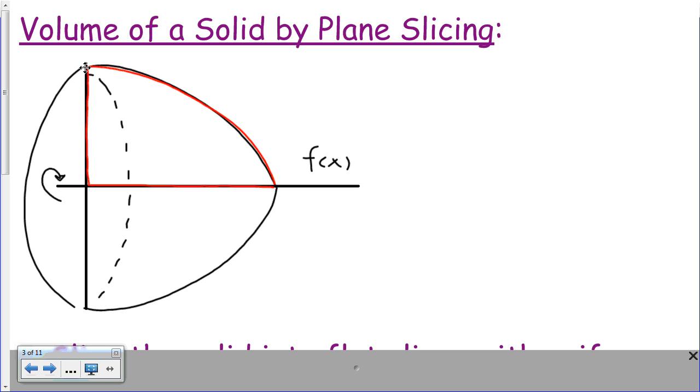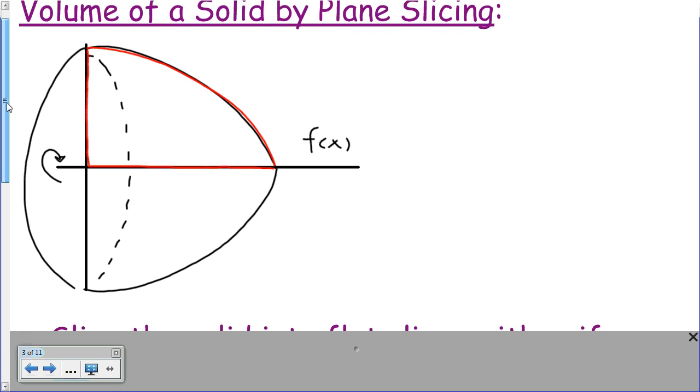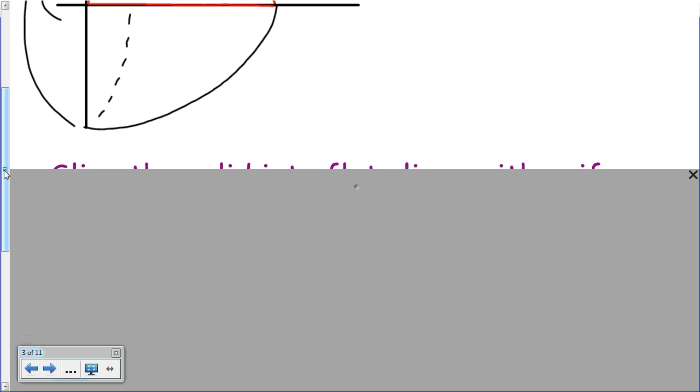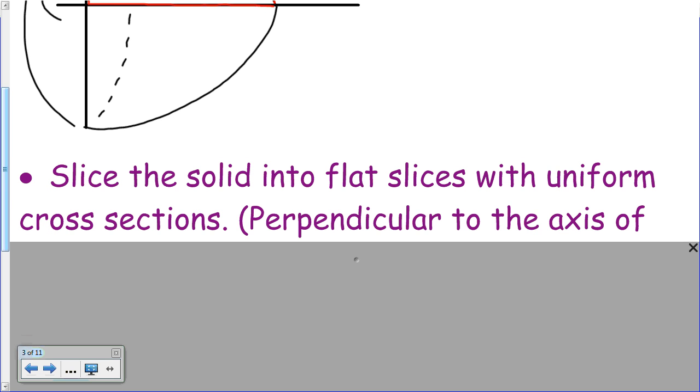And the technique that we're going to talk about is how to find the volume of this solid that we end up with, or for that matter, any solid whose cross sections are uniform, or the same shape. Might not be the same size, but same shape. All right, so let's go through the process here.